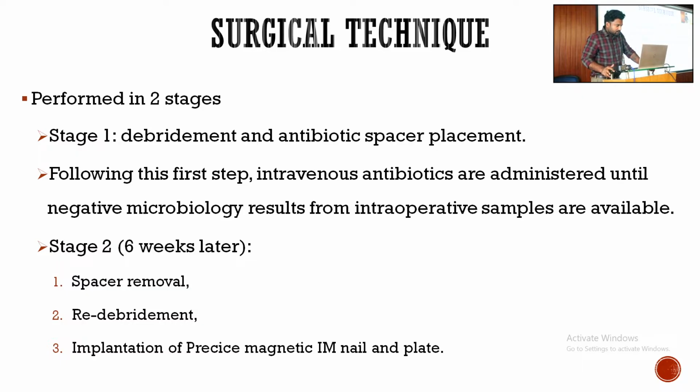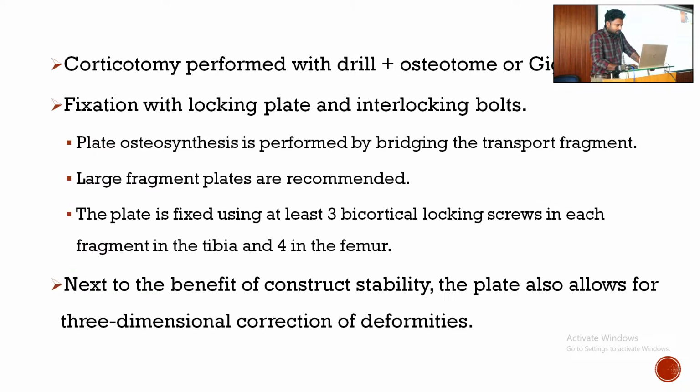The surgical technique is performed in 2 stages. Stage 1 is debridement and antibiotic spacer placement. Following this first step, intravenous antibiotics were administered. They used vancomycin and gentamicin as the antibiotic course, administered until negative microbiology results from intraoperative samples were available. And stage 2, which is 1.5 months later, the spacer was removed and redebridement was done, and implantation of a Precice magnetic intramedullary nail and plate was fixed.